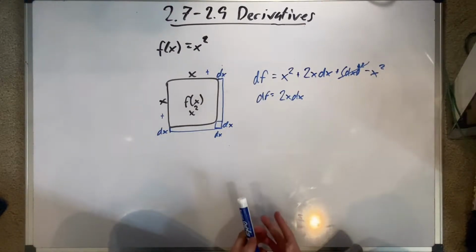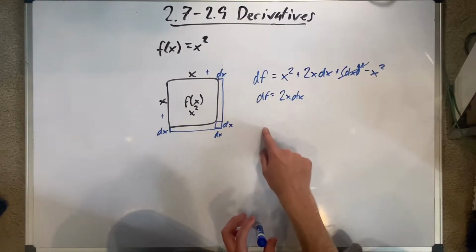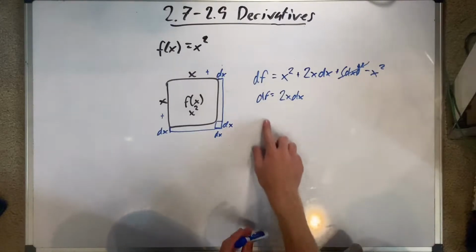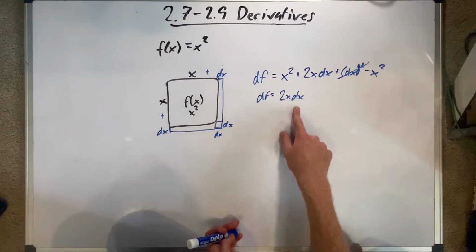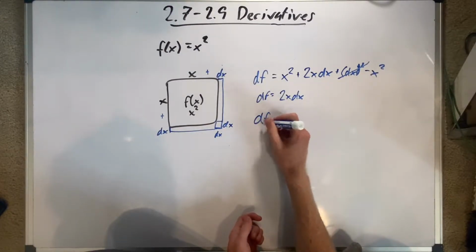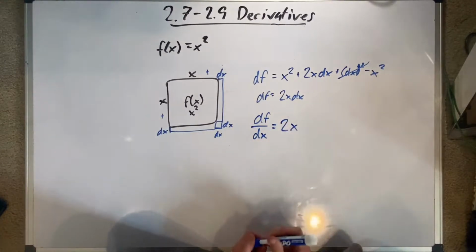Now, what we want to do is find the rate of change, which means we want to find the change in y over the change in x. Well, this here is our change in y, the change in the function. This here is our change in x. So we're just going to divide by this. We're going to go d of f over d of x is equal to 2x.